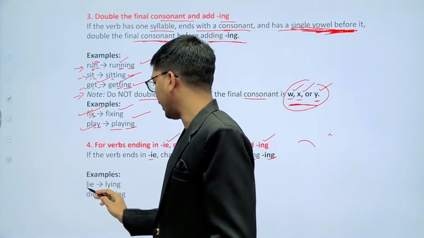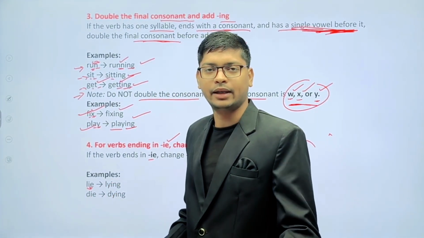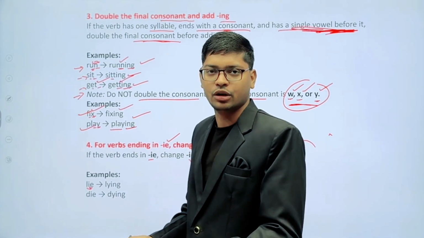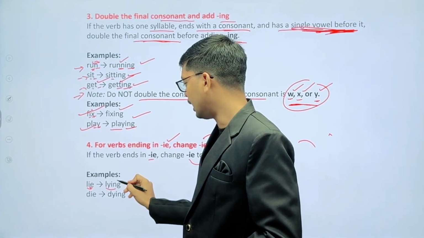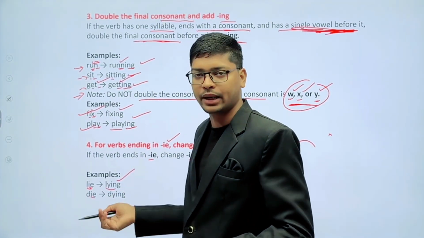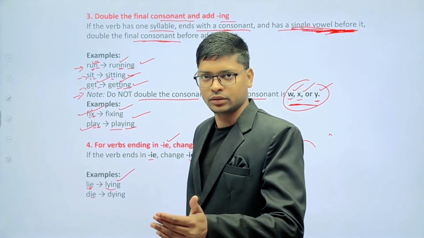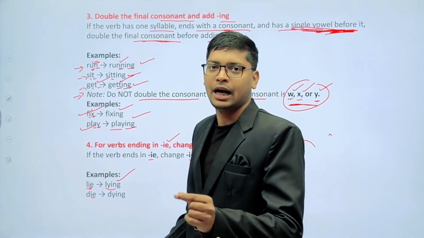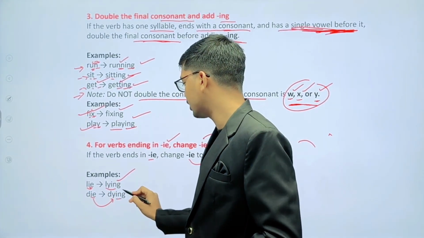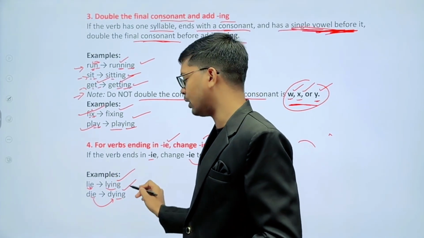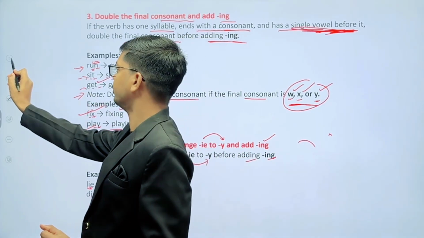Example: lie. The ending is ie, so for adding ing you need to change ie to y. It makes lying. Die: the ending is ie, so before adding ing you change ie to y. It makes dying. Die to dying, lie to lying. Do you understand this fourth rule? Let's move on to the next rule.